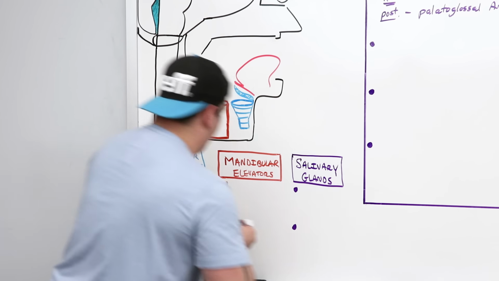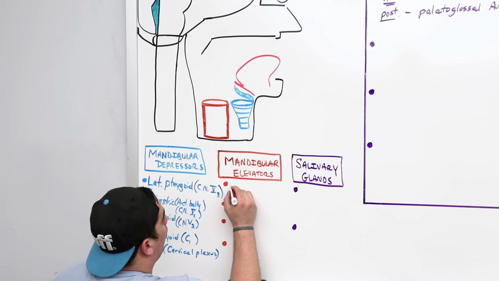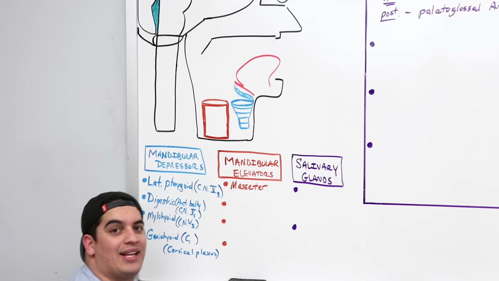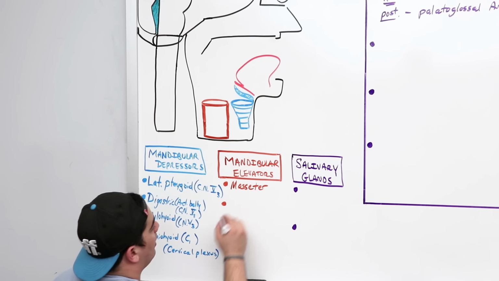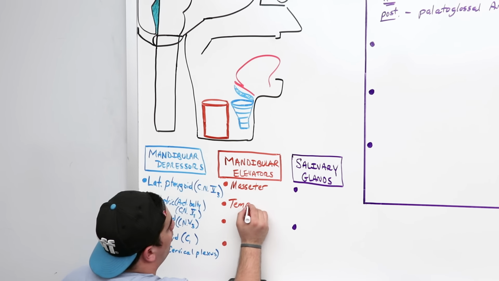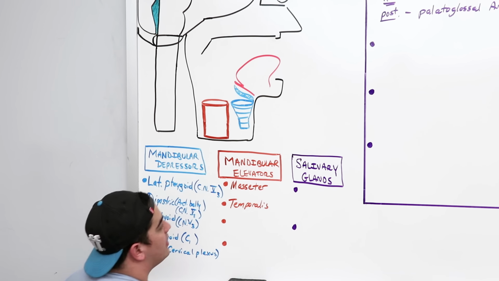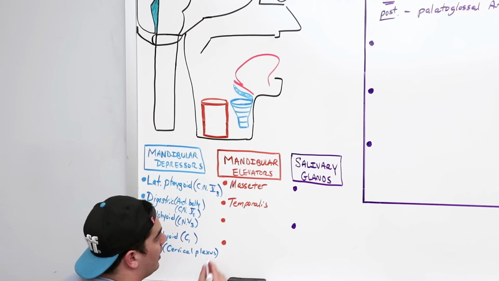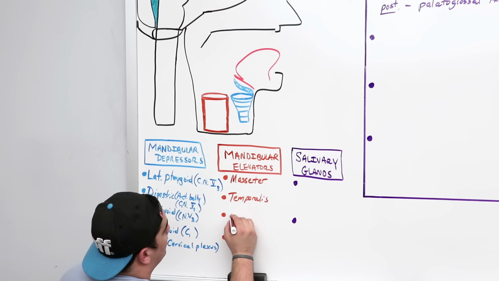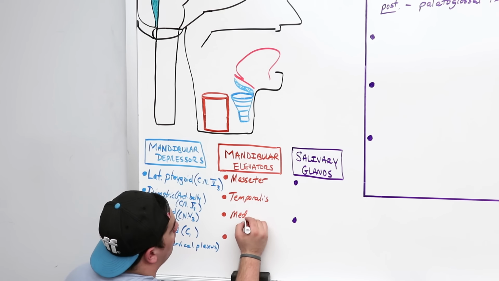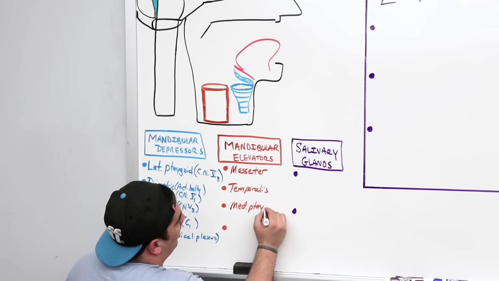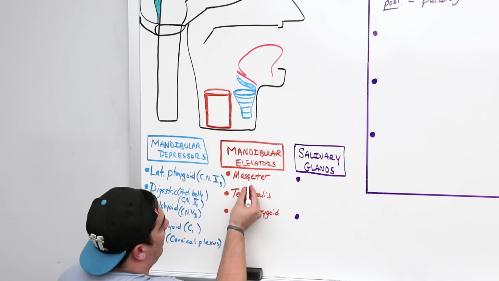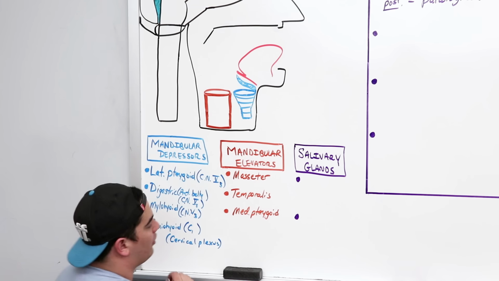What are some of those muscles? One is going to be the most powerful muscle, which is the masseter muscle, okay? The next one is called the temporalis. And this is a very interesting muscle too, okay? This elevates the mandible. The next one is going to be called the medial pterygoid. But we got masseter, temporalis, and medial pterygoid.